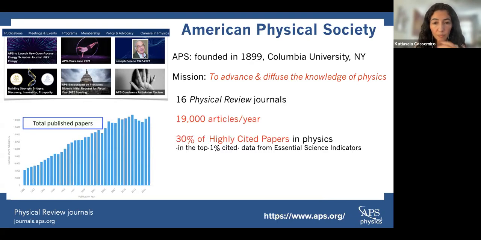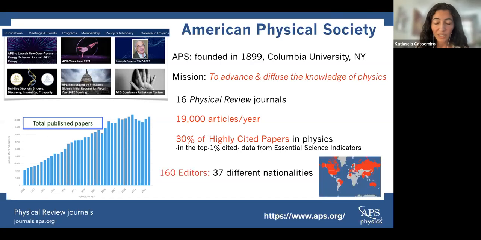Concerning the journals, we have 16 Physical Review journals. And one thing that I want to mention is that if you look for the top 1% most cited papers in physics, so you focus on this group, 30% of those papers were published in a Physical Review journal, which I think is quite an impressive number. And when it comes to the editors, we have a very diverse group working for the Physical Review.